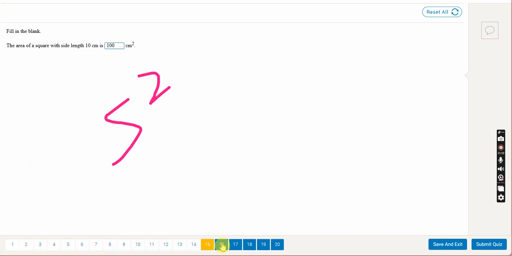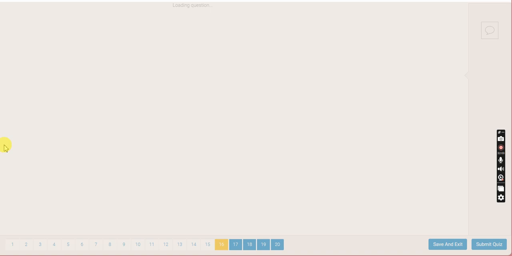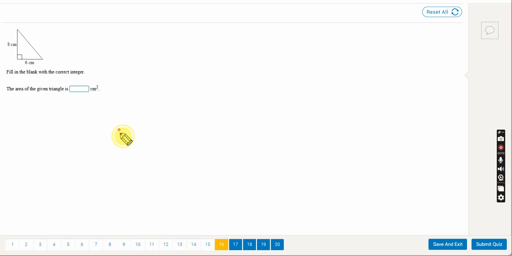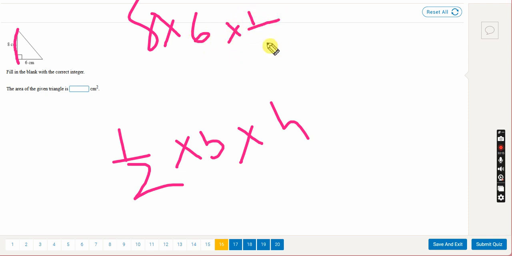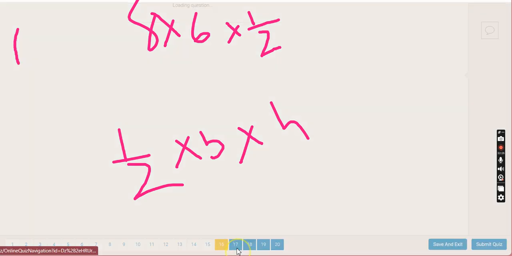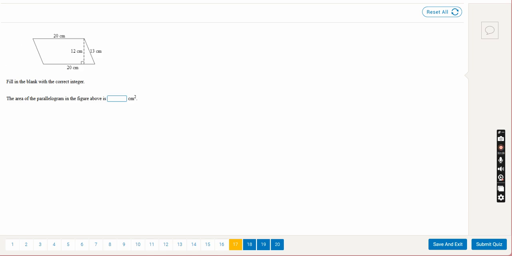The next one is going to be the area of a triangle, half times base times height. Now you know that this is the height, the one that's standing tall, 8 times 6, which is the base, and times half. What do you get here? Again, keep in mind that they're asking for centimeters, and both of them have to be in centimeters. So what will this be? 24.